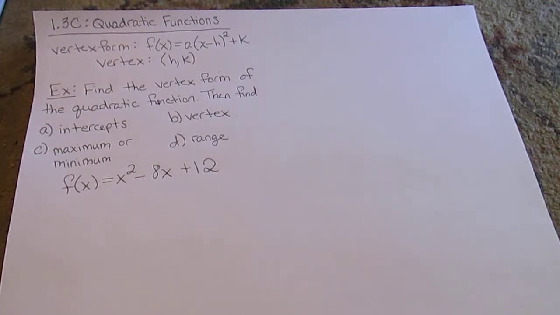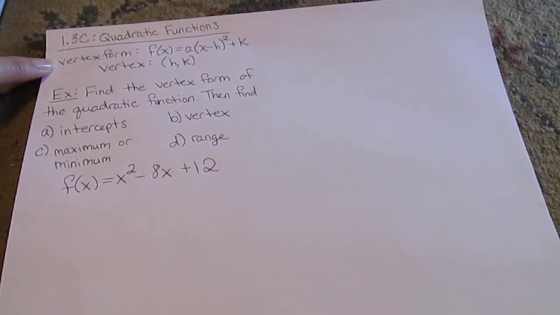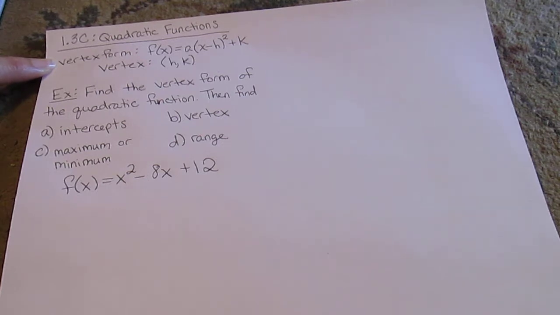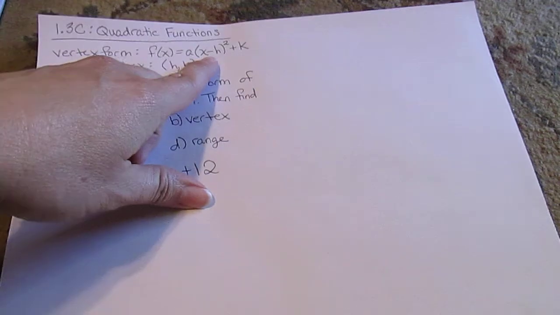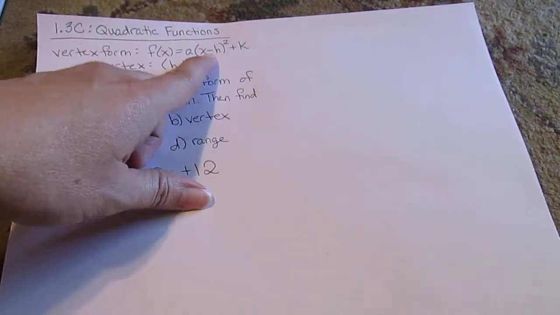1.3c is quadratic functions. I have already written on the paper for us a couple formulas. Vertex form, f of x equals a times the quantity x minus h squared plus k. When it's in this form, it's in vertex form, and we can pull out the vertex.